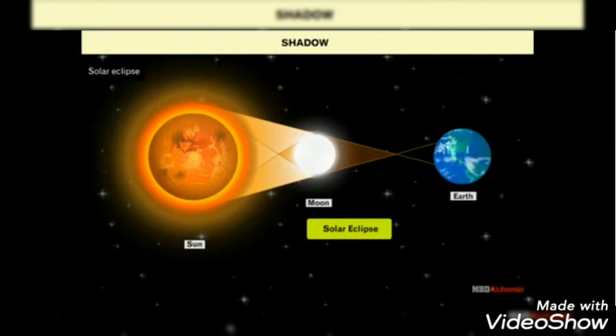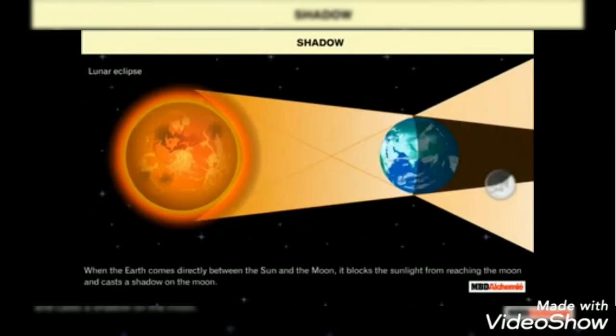And what happens in a lunar eclipse? In a lunar eclipse, the earth comes in between the path of the sun and moon, and the earth casts its shadow on the moon, and thus the moon is not visible. This is your lunar eclipse. So shadow formation is when there is an obstruction in the path of the light. That is your shadow formation.